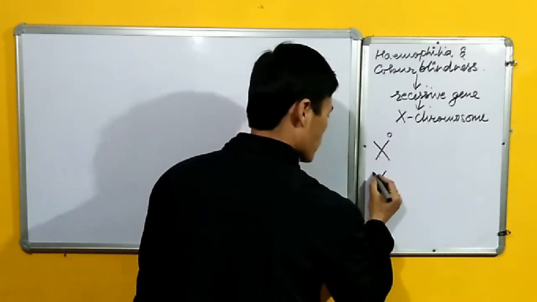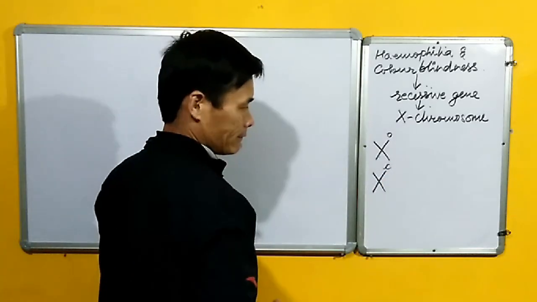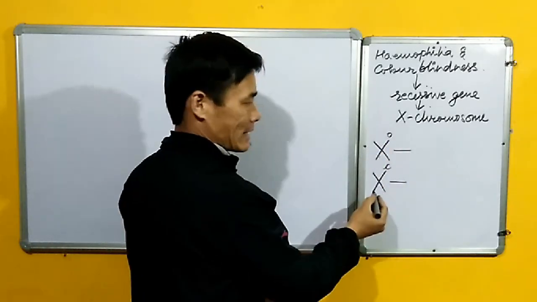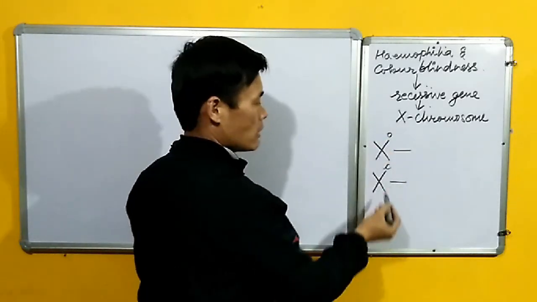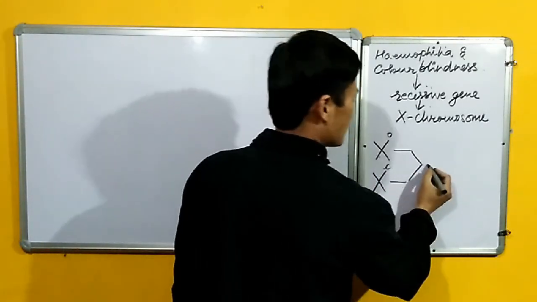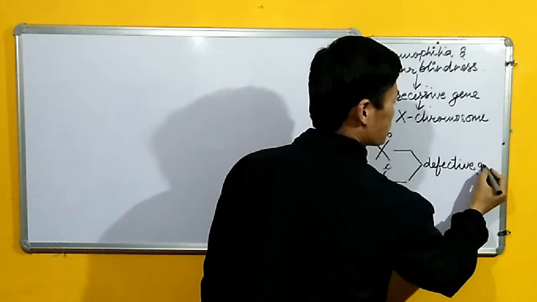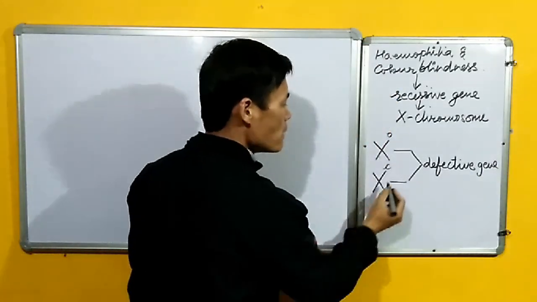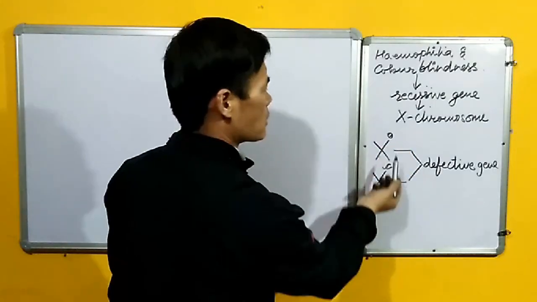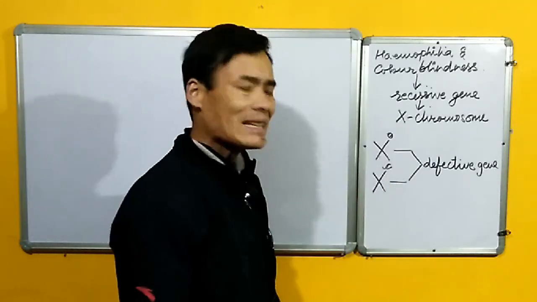or X with a small c. In both the cases, these two X's having the O and small c symbol resemble nothing but the defective gene. Both these X chromosomes are actually carrying the defective gene. In some textbooks, O is used. In some textbooks, C is used.